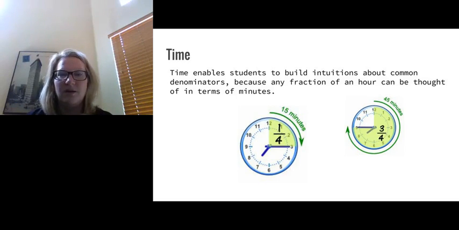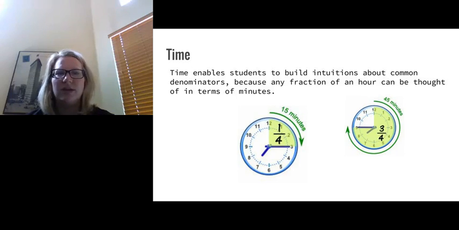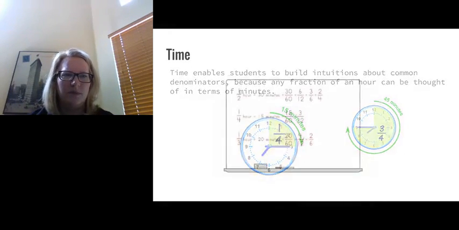45 minutes can be thought of as 3/4. And if we added those together, we would get 4/4 or 1 hour. No matter what strategy we use, time or money, we will still get the same answer. And you will get the same answer even if you found a common denominator and added them.